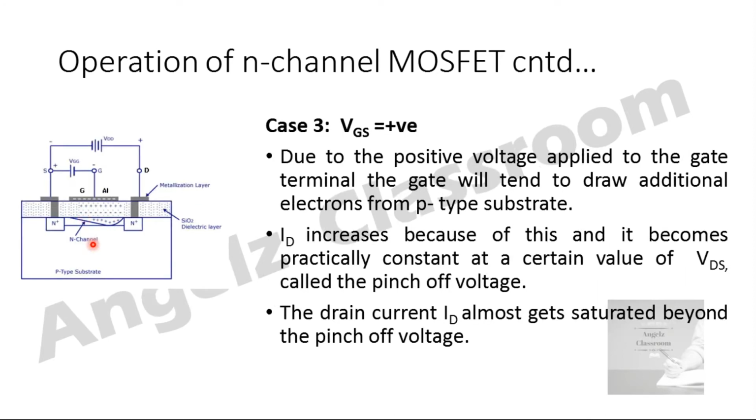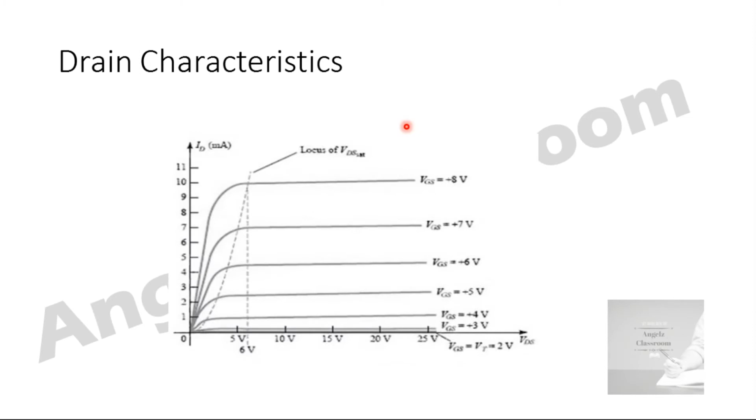Next one is case 3. VGS is positive. So see here, I am applying a positive voltage. This gate starts to attract more electrons from your p-type substrate, and simultaneously my drain current starts to increase. It becomes practically constant at a certain value of drain source voltage, and that voltage is what we call the pinch off voltage. My drain current will be almost saturated beyond this pinch off voltage. So this is all about your case 3.